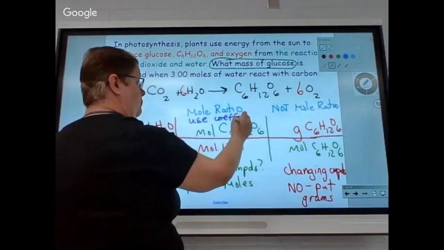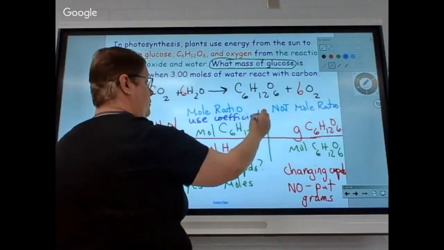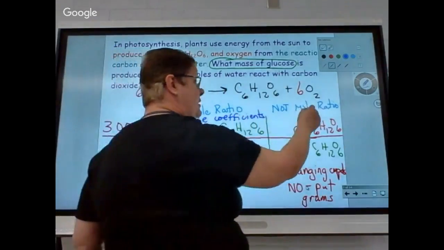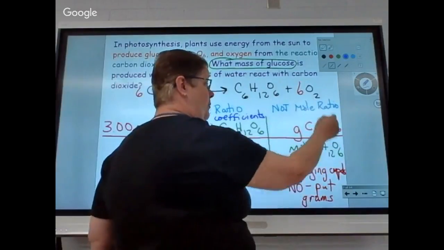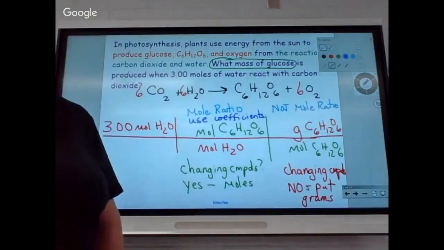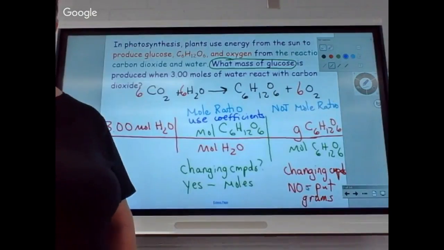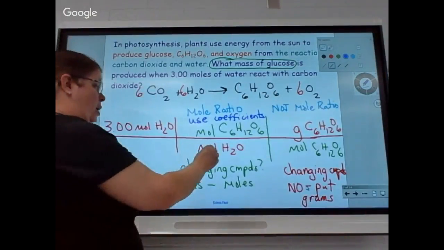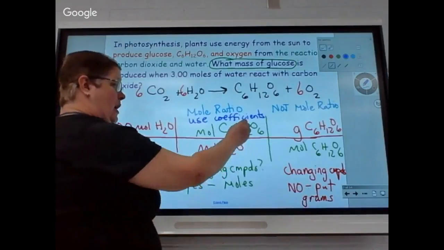Wait, what do you mean it has to be the same with your mole ratio? Like here, this is not a mole ratio. This compound on the bottom and this compound on the top has to be the same. So I can't change them. They have to be different to be a mole ratio? Yes. Okay? So when I write moles over moles, that's where I'm going to change the compound.